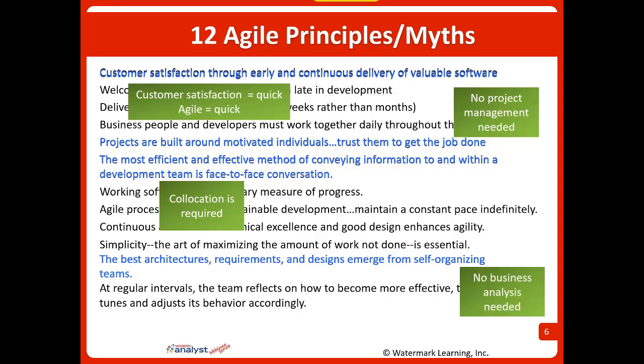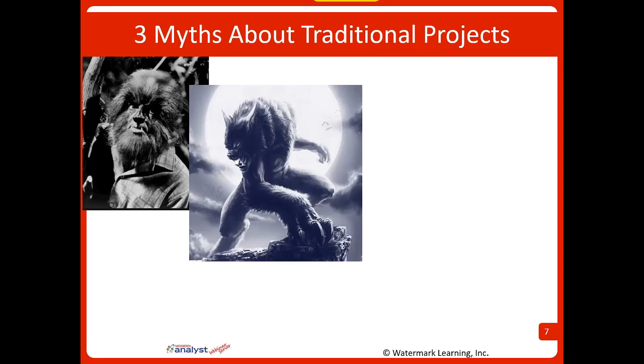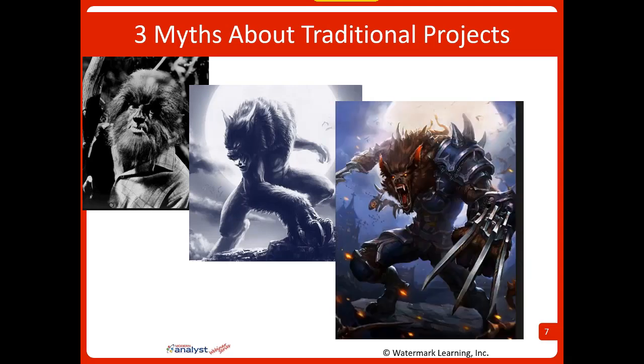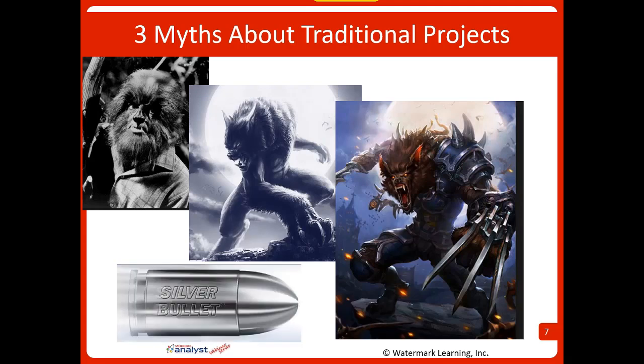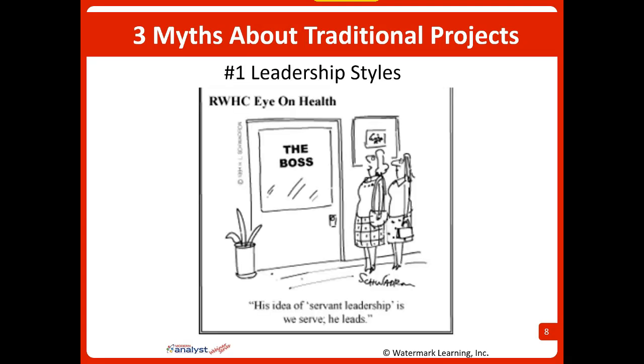There are 3 more that I do want to go over. They have grown to mythic proportions. They refuse to die, and although I do not have a silver bullet, can't kill these, I at least want to expose them for what they are. The first has to do with leadership styles. We have a little cartoon here. We have 2 subordinates about to see their boss. And one says to the other, his idea of servant leadership is that we serve, he leads.